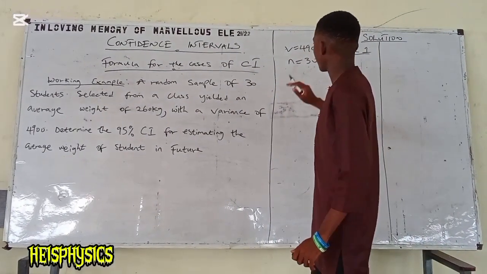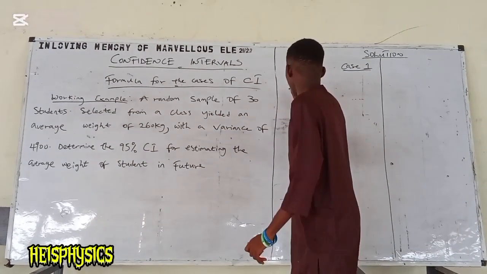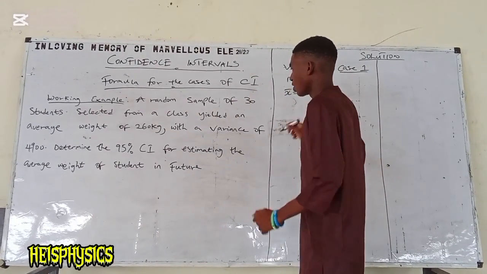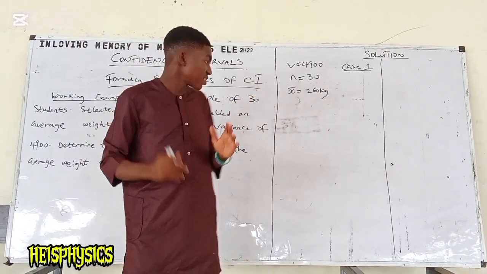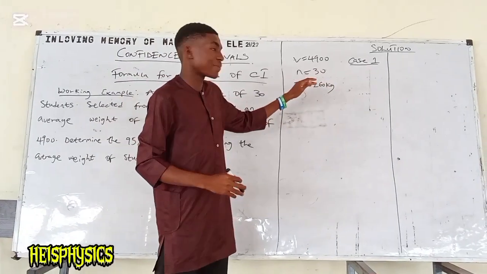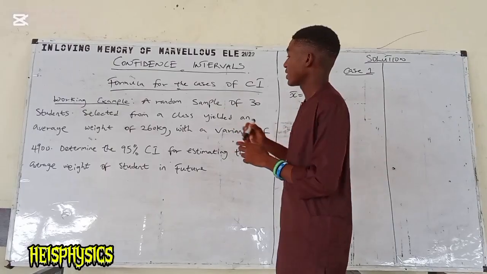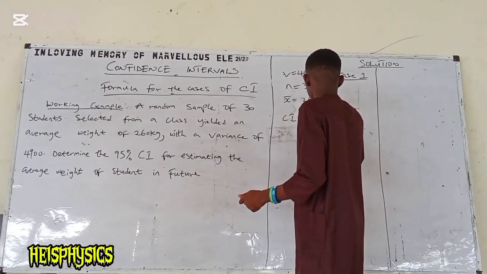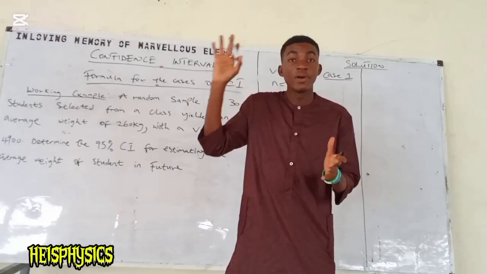So now we have our parameters given. The variance is this, n is this. The average weight, what does that mean? The X bar equals 260 kg. Because from the video on hypothesis test, I said average stands for mean. So the average weight is 260 kg, meaning the sample mean X bar is 260 kg, with a variance of this. Determine the 95% confidence interval for estimating the average weight of the student, meaning the population mean.